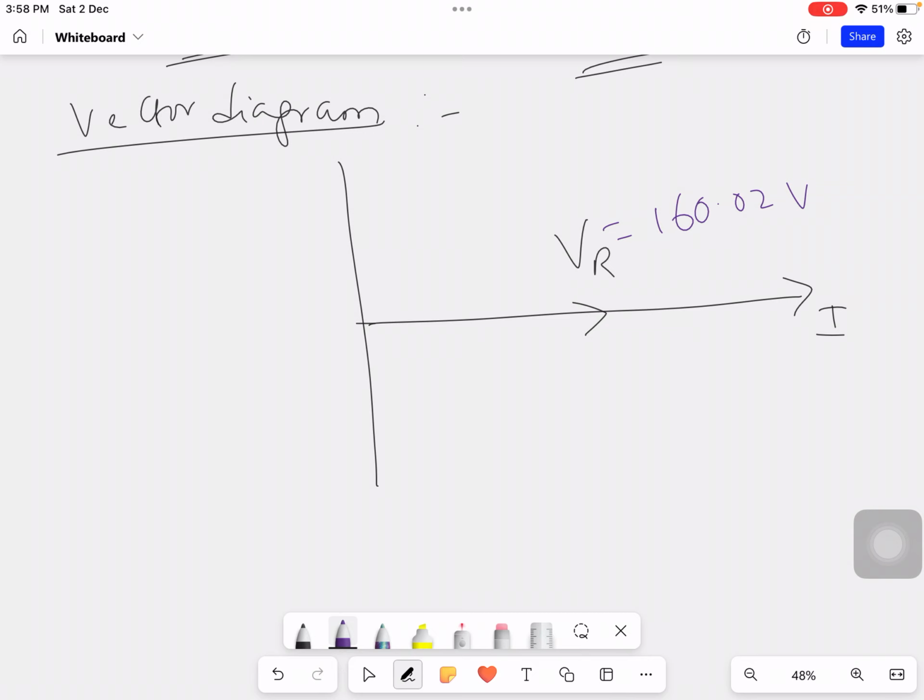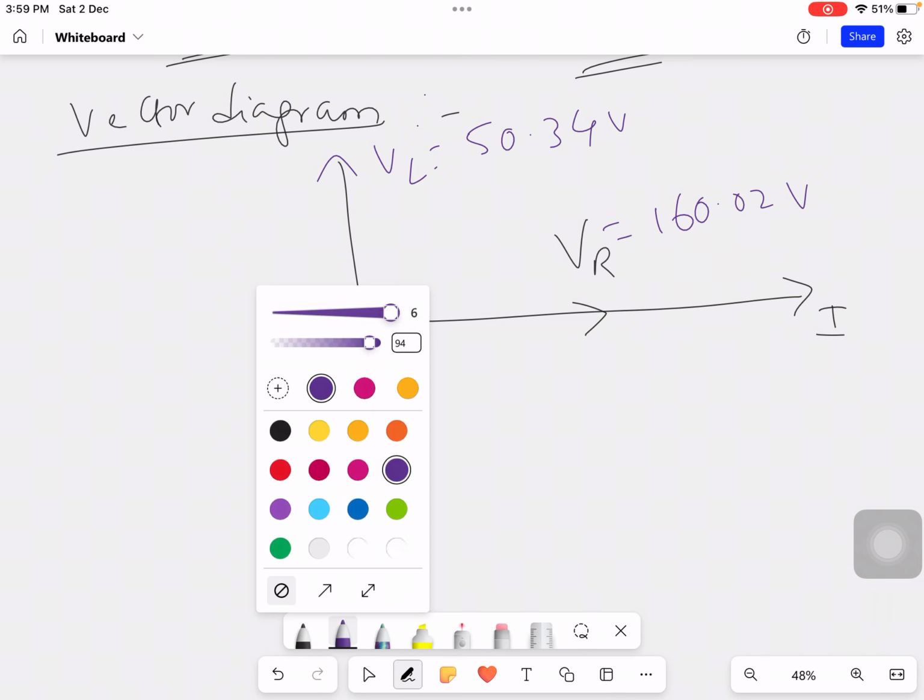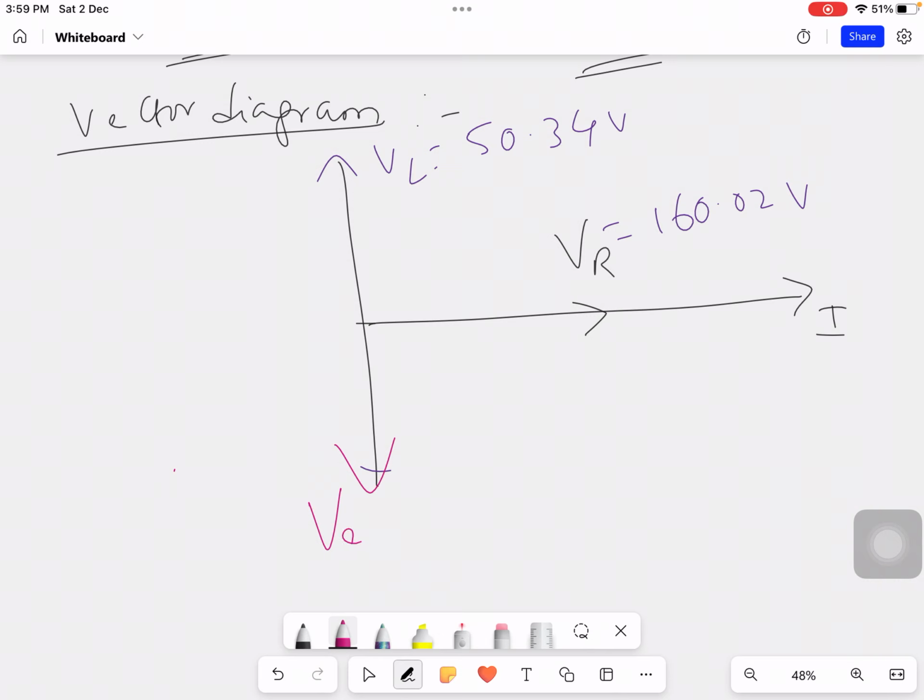So VL is how much? Voltage is leading in case of inductive circuit. So therefore the VL is 50.34 volts, and VC, again current is leading the voltage. This is VC. So VC is equal to 170.016 volts. Now we have to calculate the resultant vector.